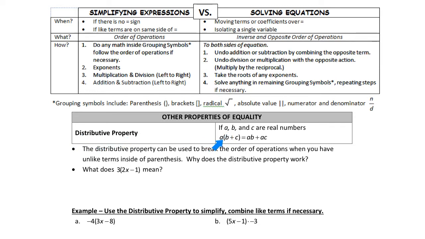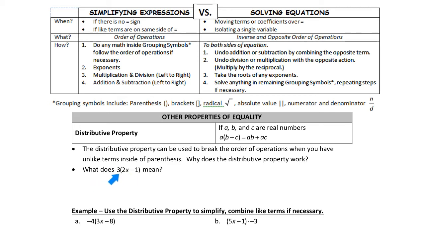This is the one that says if you've got A(B + C), you can distribute A to the B and the C: A times B and A times C. And this is going to be very handy in these problems. The distributive property can be used to break the order of operations when you have unlike terms inside parentheses. Why does the distributive property work? Let's break down this problem right here.